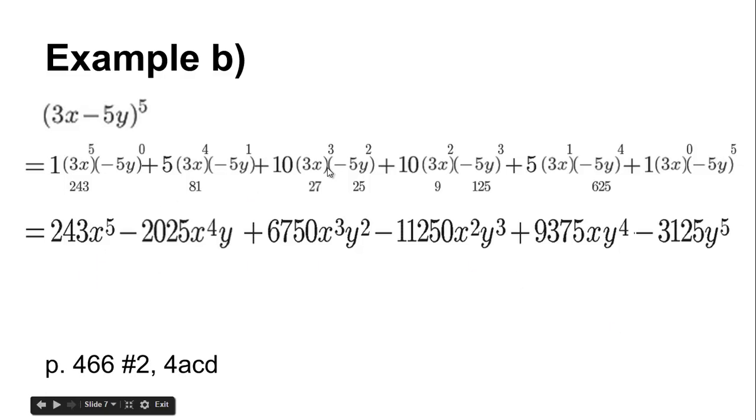Okay. So again, we've got six terms, just like we'd expect. Just like that's the number of coefficients we have. We expect 243x to the 5, because that's 3x times 3x times 3x and so on. And then 3125y to the 5, because that's negative 5y times itself 5 times. Okay?